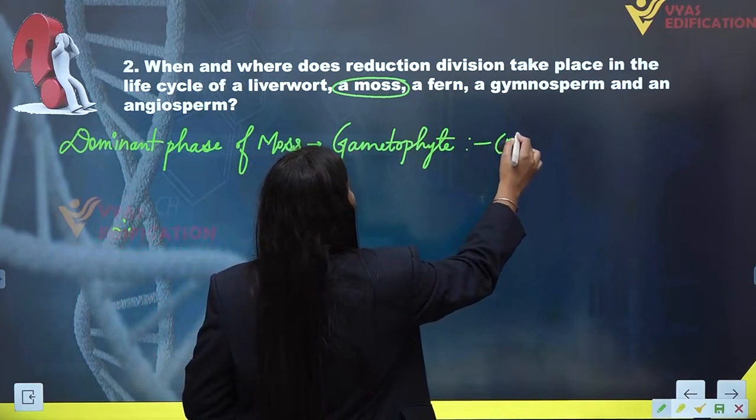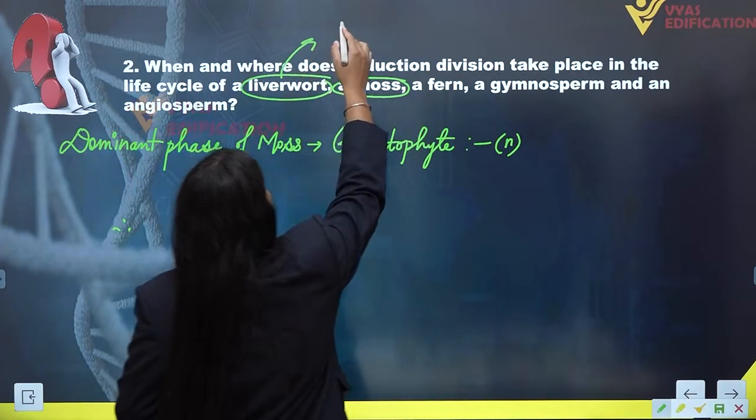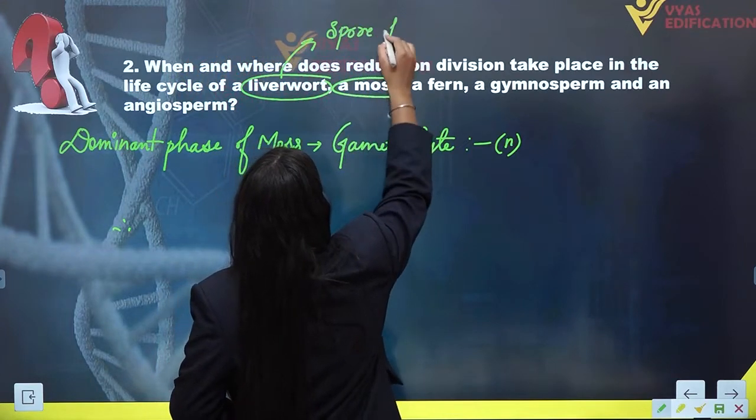Which is haploid plant body. Let's write about the liverwort. Liverwort at the time of spore formation.